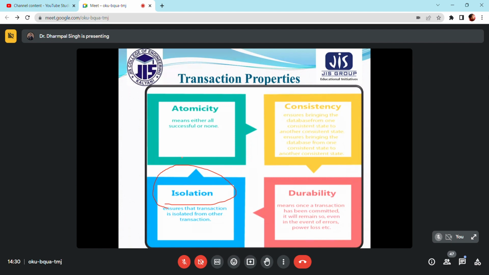Suppose millions of users are accessing Facebook at the same time. All are not aware of each other. How is it possible? This is possible by the isolation property. The isolation property is saying that the task done by one transaction is not known to the other transaction. Okay.